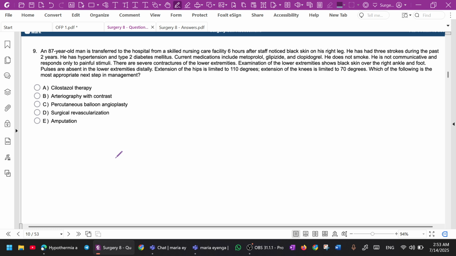There are severe contractures of the lower extremity. Examination of the lower extremity shows black skin over the right ankle and foot. Pulses are absent in the lower extremities distally. Extension of the hip is limited to 110 degrees. Extension of the knee is limited to 70 degrees. Which of the following is the most appropriate next step in the management?